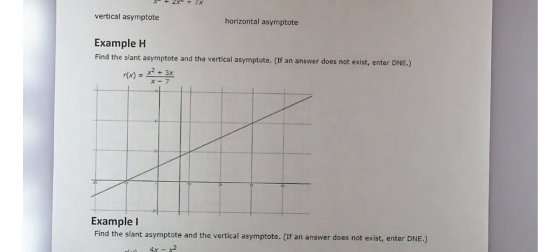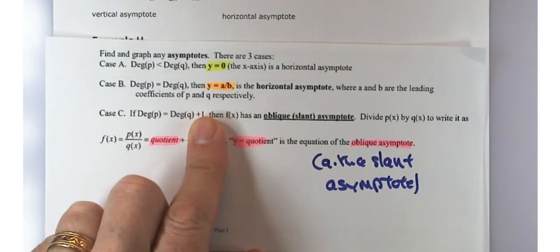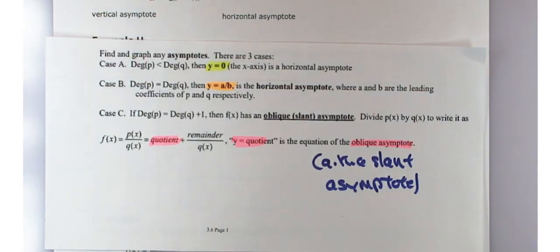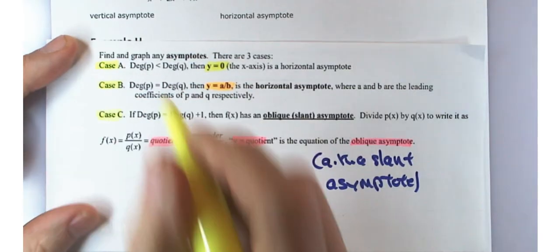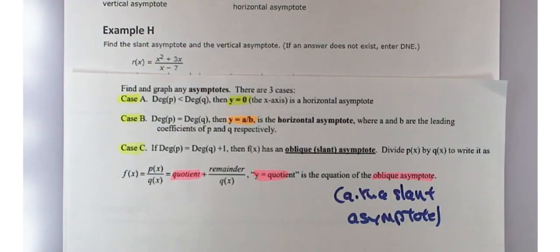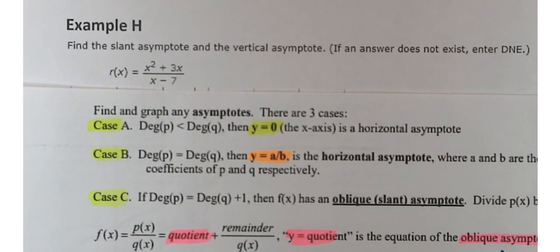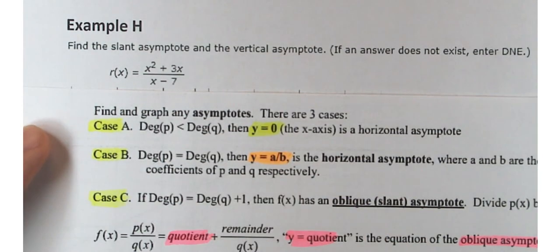Now the part that a lot of you seem to be struggling with is these horizontal asymptotes. So let's decide which of these three cases we're working with, A, B, or C, as we look at example H here. Which case are we working with in terms of an asymptote? What's the degree of the numerator? 2. And the degree of the denominator is 1. Thank you. So does that mean I'm working with case A, B, or C?